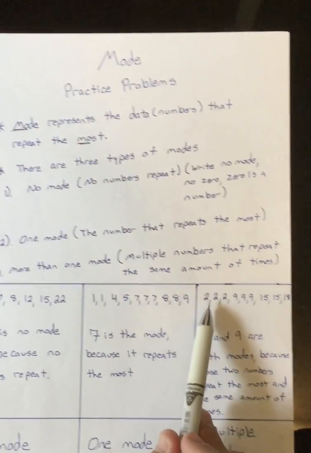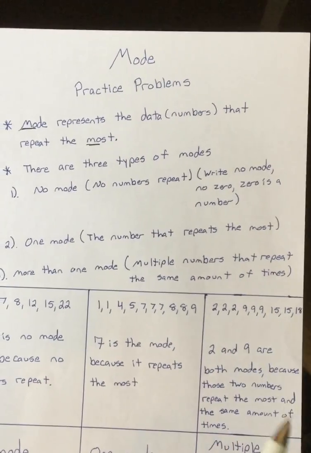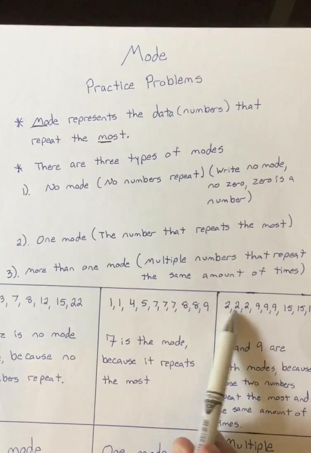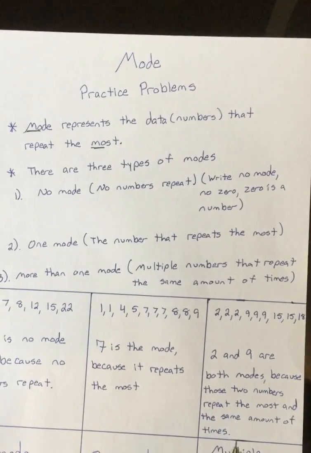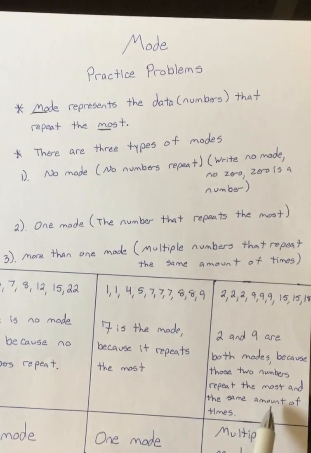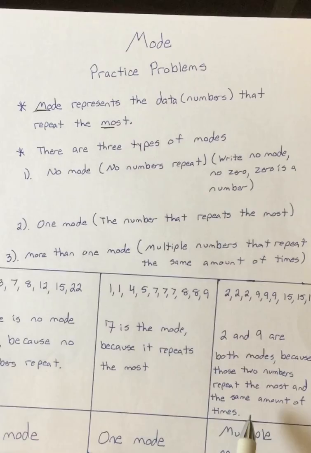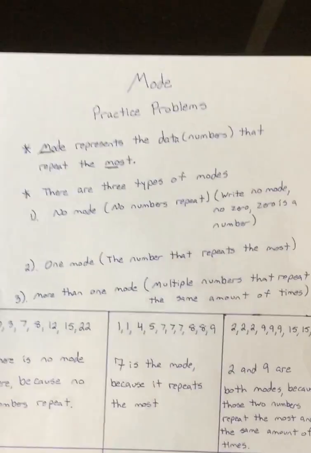And now if you look here, we got 2, 2, 2, 9, 9, 9, 15, 15, and 8. Well, the 2 repeats 3 times, and the 9 repeats 3 times. So 2 and 9 are both modes because these two numbers repeat the most, and they repeat the same amount of times. There's multiple modes.